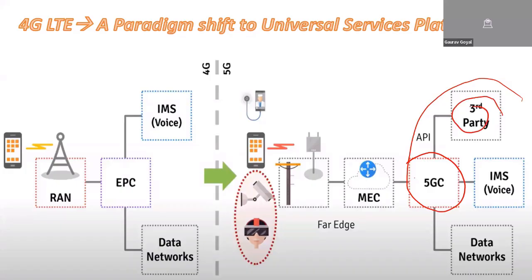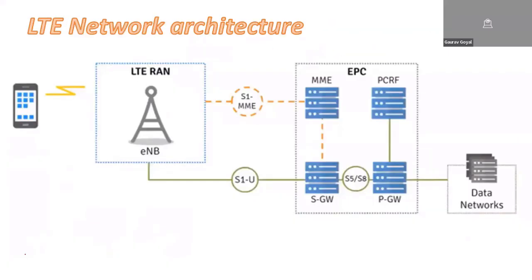Here, adding a third-party service is simple because we have a service-based architecture, which we will discuss in detail in the next few slides. But 4G was very monolithic, so such changes are not possible in 4G. So let's talk about LTE network architecture.